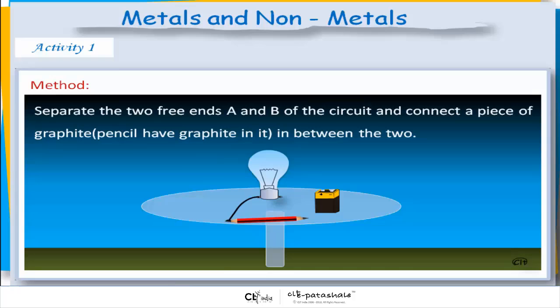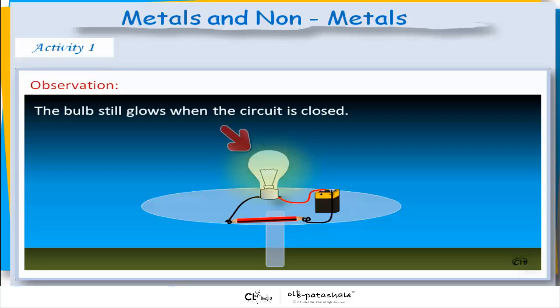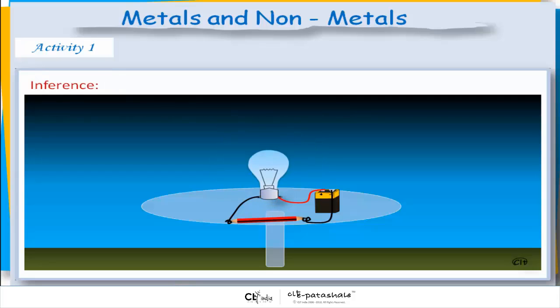Now separate the two free ends, that is A and B of the circuit, and connect a piece of graphite, that is, pencils have graphite in it, in between the two. The bulb still glows when the circuit is closed. Graphite is a good conductor of electricity.